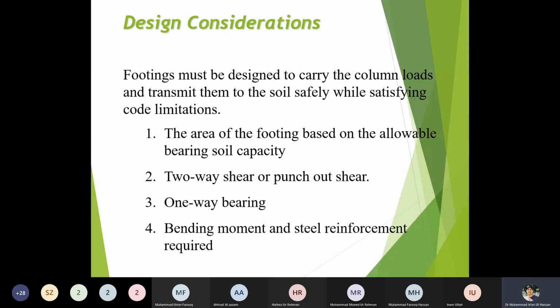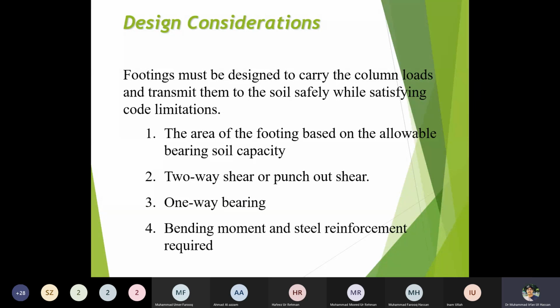I have shown you the pressure in detail today in the first part of the lecture. So here are the design considerations. A footing must be designed to carry the column load and transmit it to the soil safely. The important parameter is the area of the footing, based on the allowable soil bearing capacity. The area of the footing should be properly determined by the allowable soil capacity. Two-way shear: the depth of the footing is controlled by punching shear, so you must satisfy the punching shear check especially, and one-way shear. Bearing pressure should also be satisfied. The fourth one is the bending moment and the steel required. The bending moment should be computed, and the steel required.